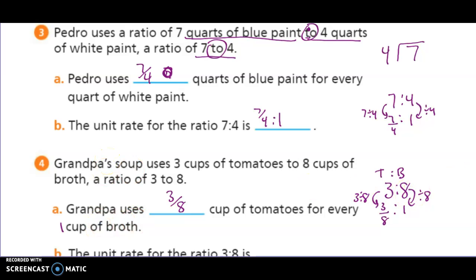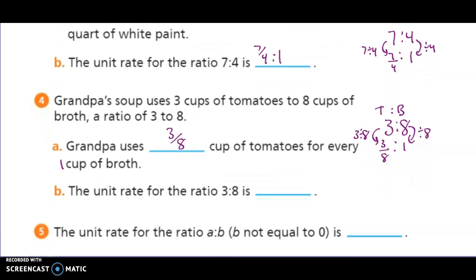So sometimes in your ratios, you can have fractions as part of your ratio, and that's totally fine. The unit rate ratio for this ratio is then 3/8 to 1. Okay, the unit rate ratio for any ratio, we write our ratios A, B for anything. Cherry juice, orange juice, blue paint, yellow paint, tomatoes, broth. We always write it A to B. B can never be 0. So the unit rate ratio would be A divided by B to 1 whole ratio.